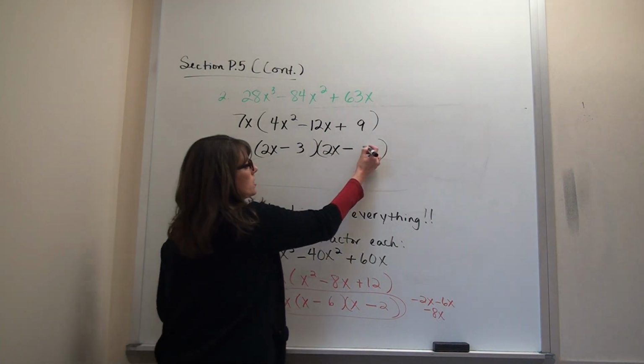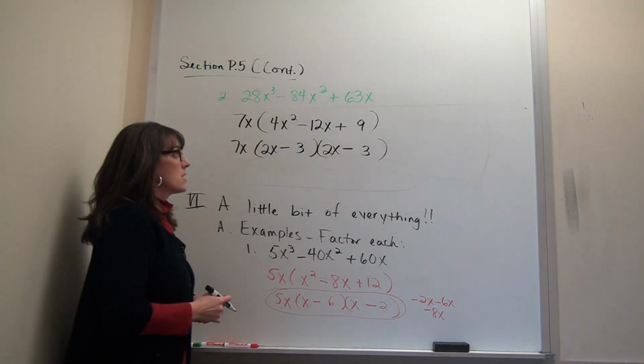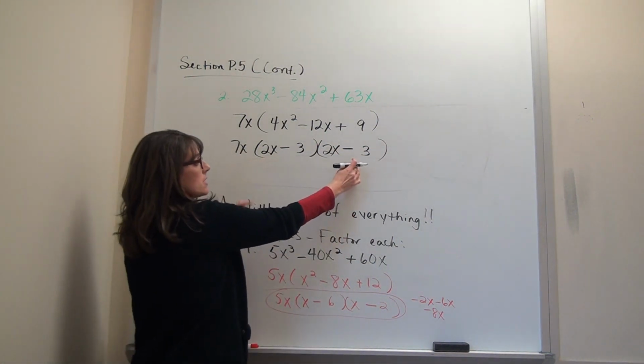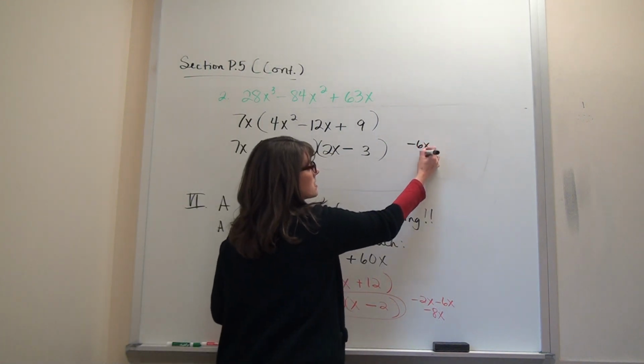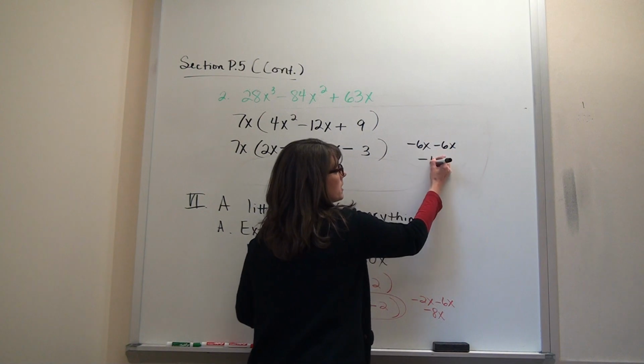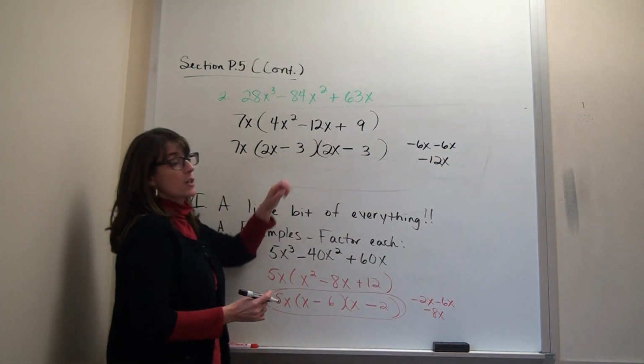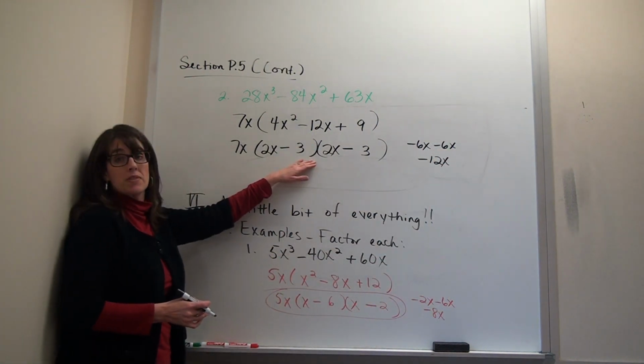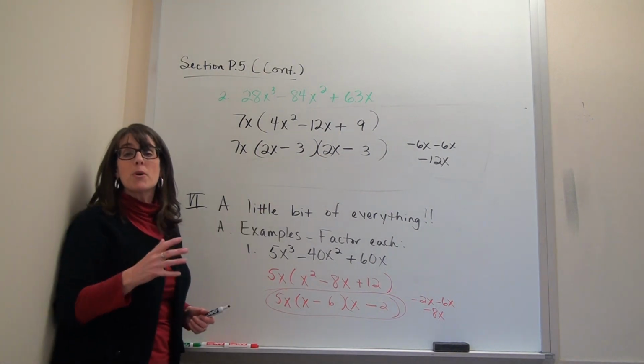9 splits up as a 3 and a 3. Check those outsides and insides. Out here, 2x times negative 3 is a negative 6x. Inside, negative 3 times 2 is a negative 6x. Those combine to be a negative 12x, which is exactly what I wanted. So I know, yep, that's right. But remember, keep those eyes open.